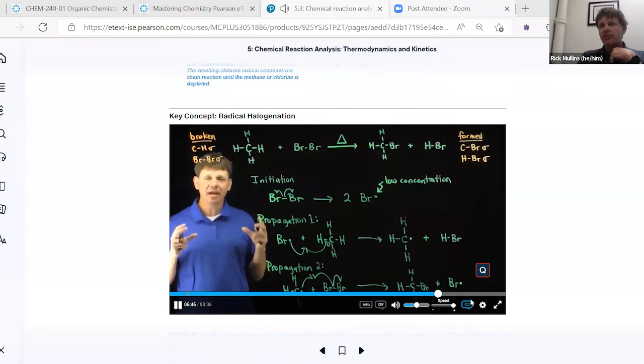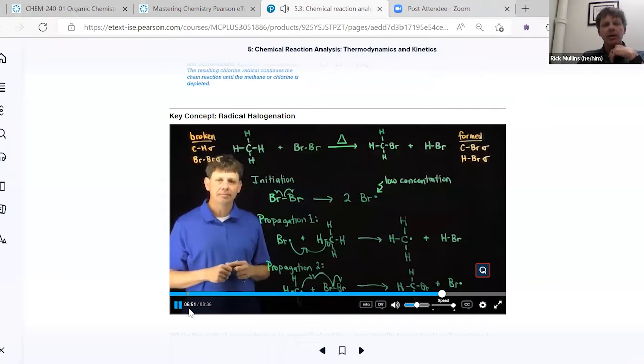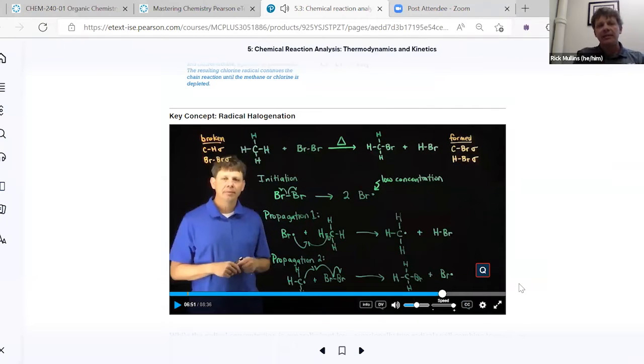And so again, we see that this arrow pushing mechanism tells us the how of what we know happens in the reaction. What does it end up looking like at the end of the video?